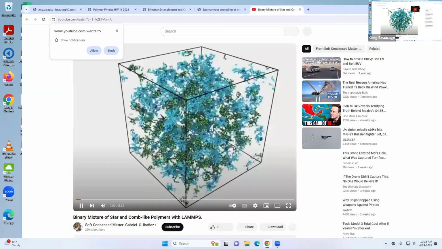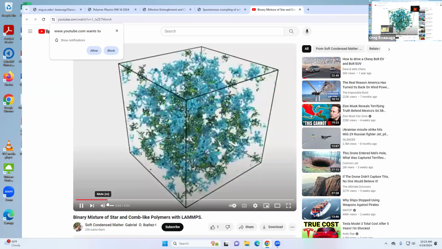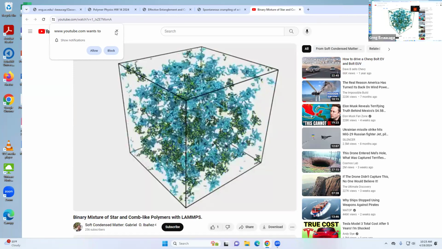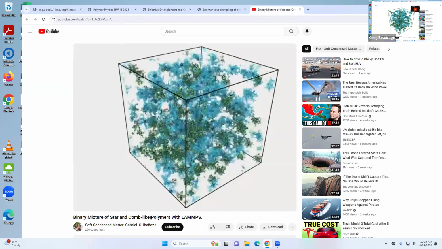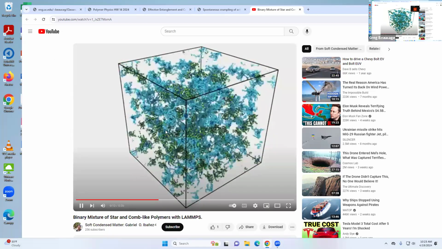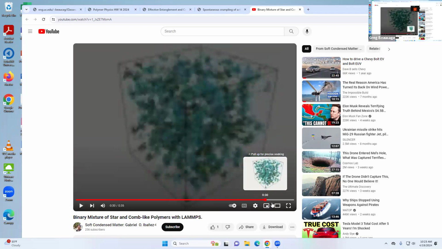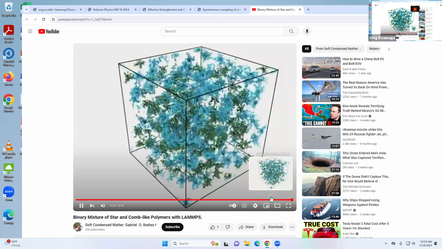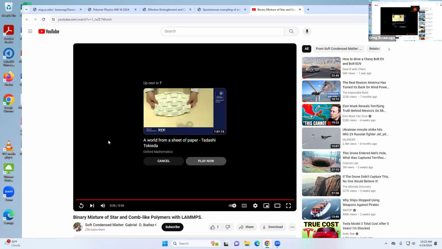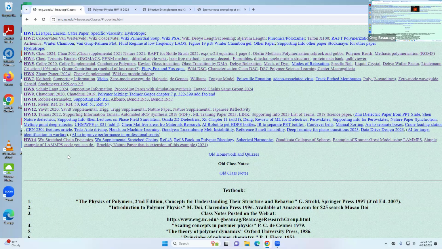This is an example of what you'll get out of it. I forget what this is, I think branched polymers, a binary mixture of star and branch comb polymers. They're going to phase separate by the end, I guess. Anyway, that's an example of it. That has nothing to do with the homework except LAMMPS.